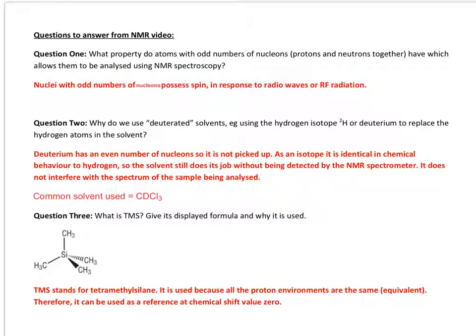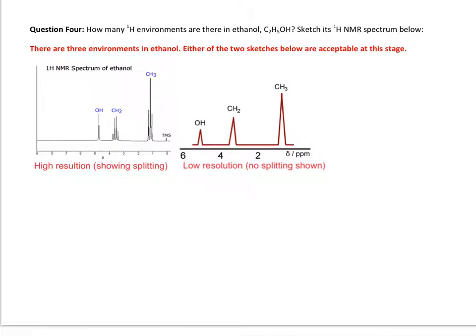So if we move the page down a bit to look at question number 4, you can see there's two different ways of looking at it. Now, the splitting pattern is a little bit outside the remit of this clip. I mentioned it in passing earlier. So the splitting pattern is the application of the N plus 1 rule. And obviously in low-resolution NMR spectroscopy, the N plus 1 rule is not applied.